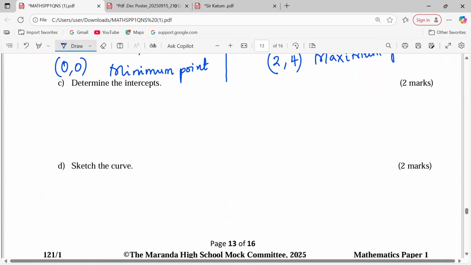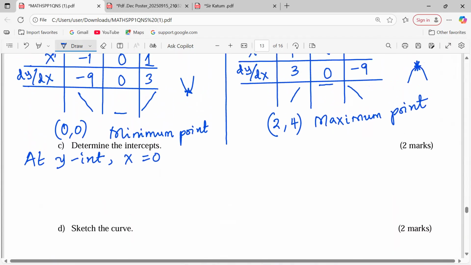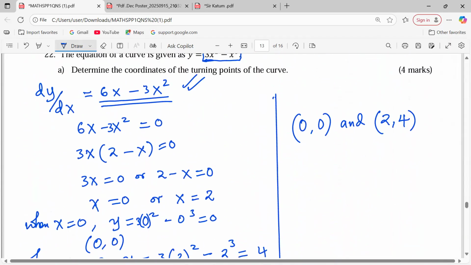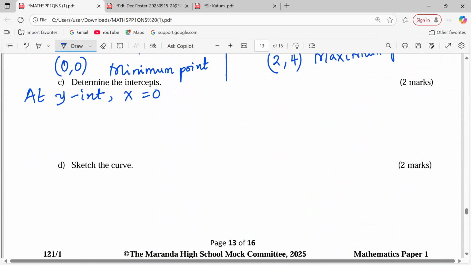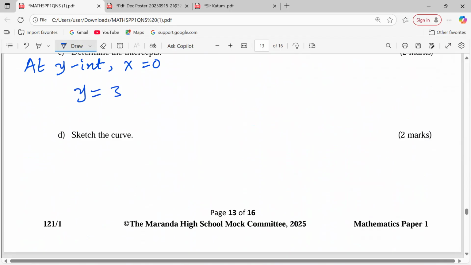Look at part C of the question. Determine the intercepts. These are points where the curve cuts the axes. At the y-intercept, the value of x must be 0 because that's along the y-axis. So if x is 0, we substitute in the original equation: y equals 3 times 0 squared minus 0 to the power 3, giving us 0.